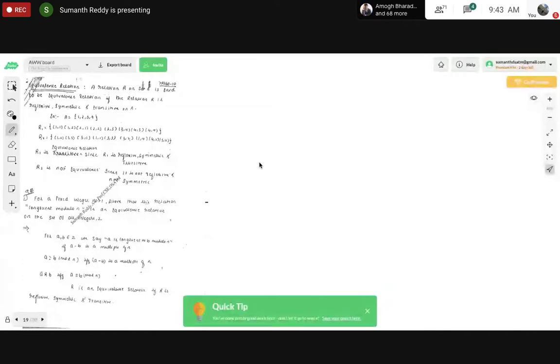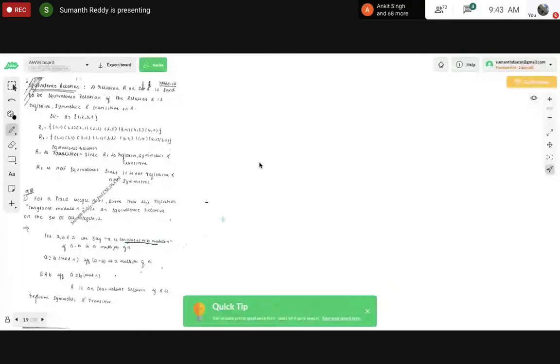Okay, so let us see the first question. Now he is asking whether this congruent modulo operation is an equivalence relation or not. Before I tell whether it is an equivalence relation, let me first explain what this congruent modulo is.